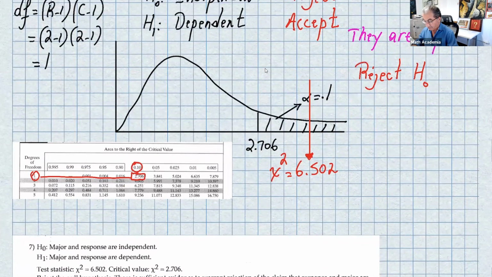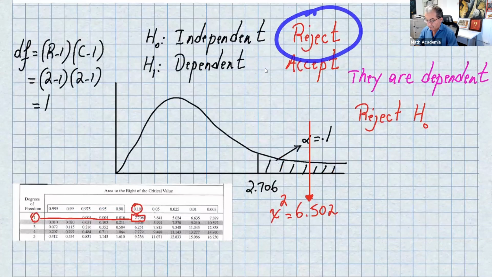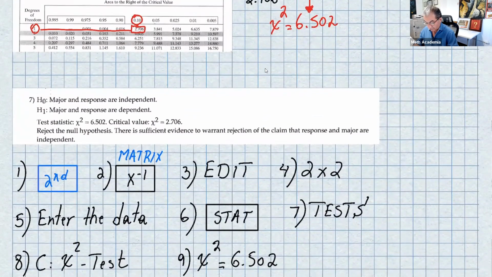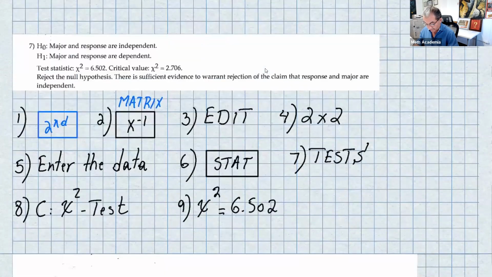Therefore, first conclusion, reject H0. We are rejecting that they are independent. So you can write they are dependent, or you can read the solution which says the same thing.